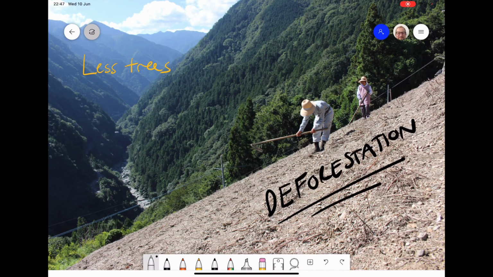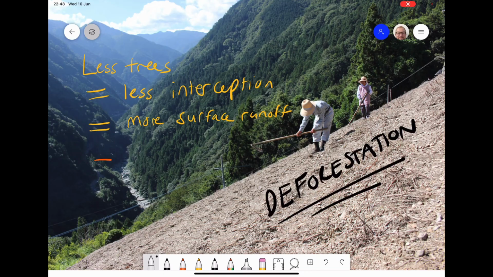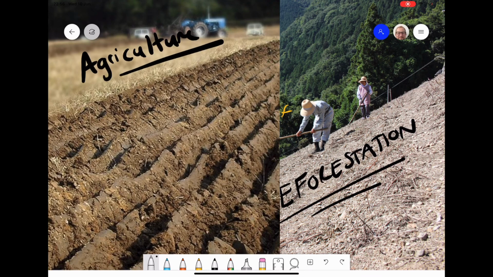Another human factor that is often common is when we deforest areas. Deforesting an area will mean there are fewer trees, and when there are fewer trees, we have less interception by the leaves and the canopy. When we have less interception, the water isn't slowed down, and so it's hitting the surface directly and running off, so we get more surface runoff, and when we get more surface runoff, we get increased flooding.